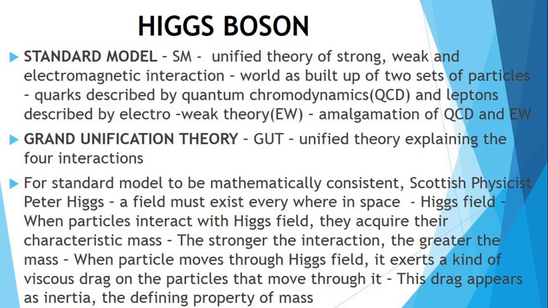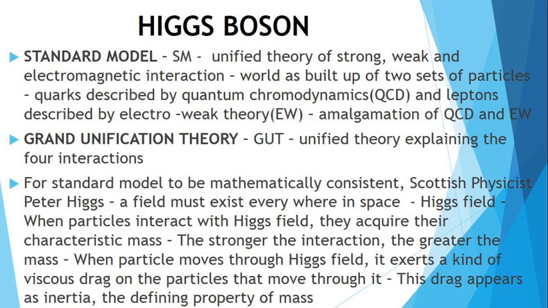Once again, for the Standard Model, we had said that the strong, weak and electromagnetic interactions come together under the Standard Model. The Standard Model explains the unified theory of strong, weak and electromagnetic interaction. So Peter Higgs said that there must be a field that exists everywhere in space, and that field is called the Higgs field. When particles move through the Higgs field, there is an interaction between the particle and the Higgs field, so that the Higgs field opposes the motion of the particle, a kind of viscous drag, which appears as inertia, or what we can say, it appears as the mass of the particle.